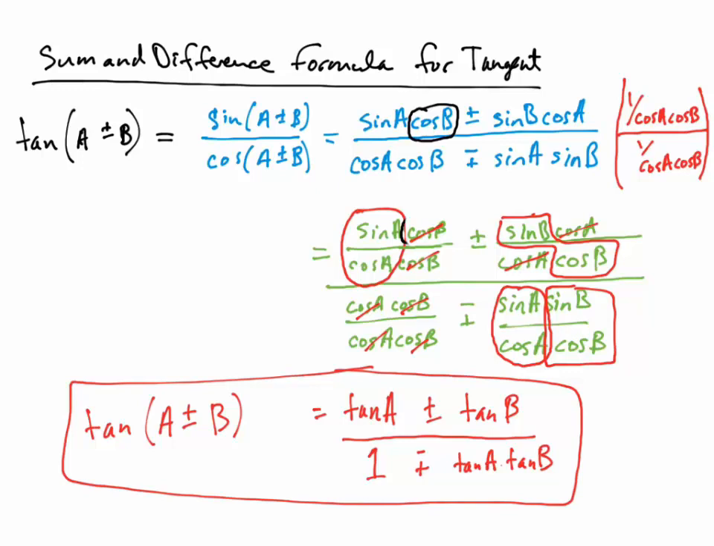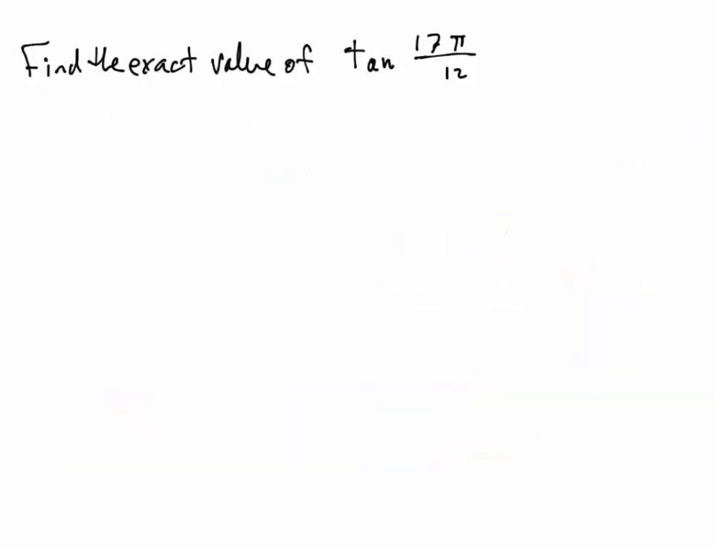So why don't we look at an example or two using this. Find the exact value of tangent 17 pi over 12. Now, similar to the sum or difference examples we saw with sine and cosine, 17 pi over 12 is not on the unit circle. So because it's not on the unit circle, we want to write 17 pi over 12 as the sum or difference of two angles that are on the unit circle.